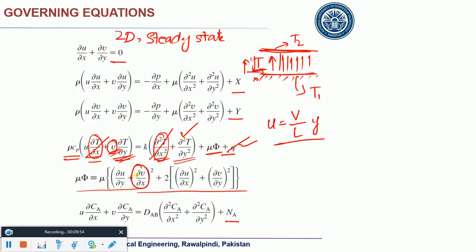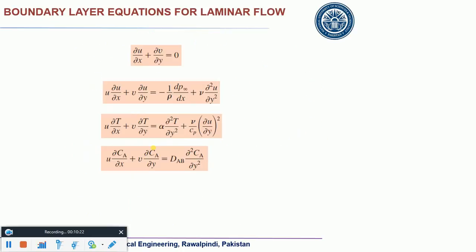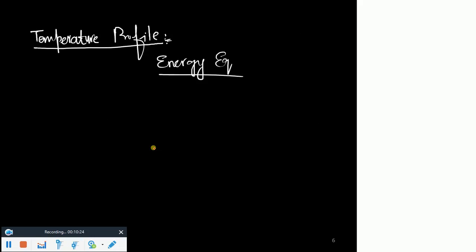So what about this partial V by partial X? We don't need to look at that. Why? Because V is very small, so there is no variation of V with respect to X. And what about this thing, partial U by partial X? U was only a function of Y by the continuity equation. We proved that. So partial U by partial X is again 0. And what about this thing? This is also negligible. So we come up with only a few terms.